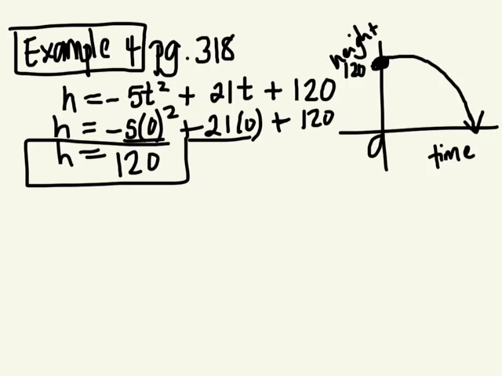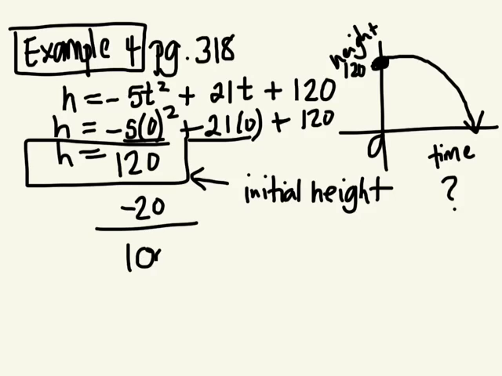The question says, how long, so am I finding time or height? I want to know how long, so I want to know the time. How long will it take the ball to fall 20 meters below its initial height? Well, what was the initial height? The initial height is 120 meters, and they want to know how long it is going to take when it reaches 20 meters below that. Well, what's 20 meters below the initial height? Good. Subtract 20. It's going to be 100 meters.